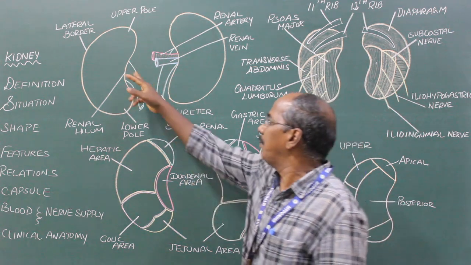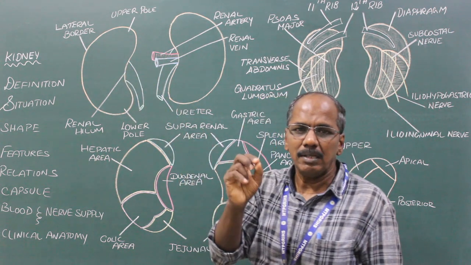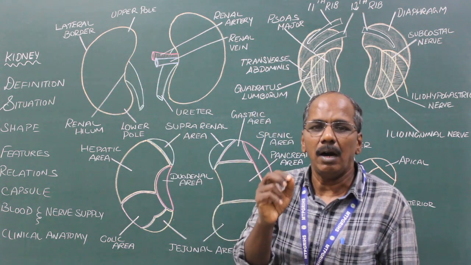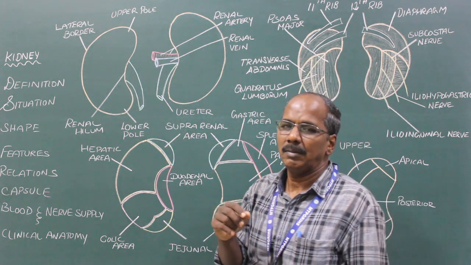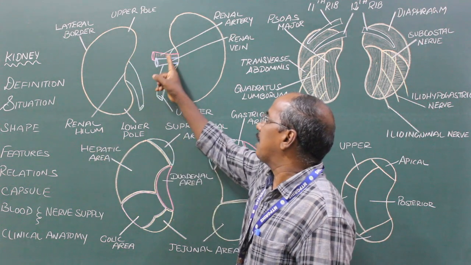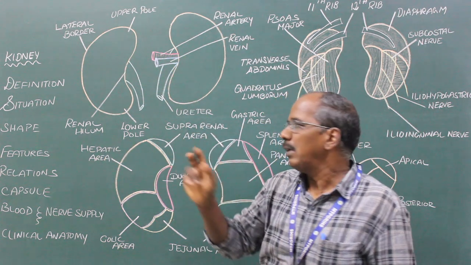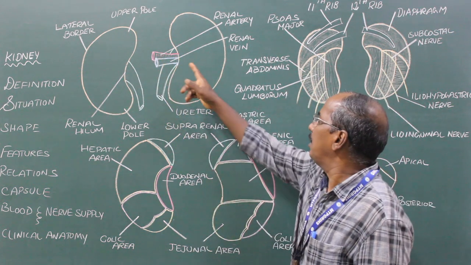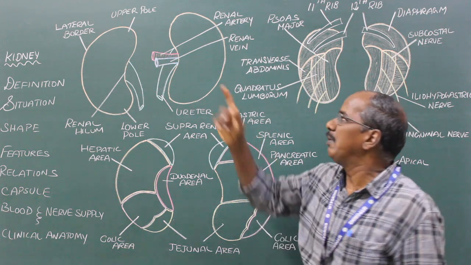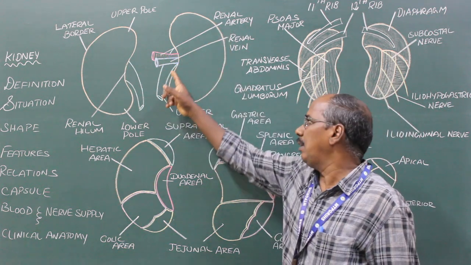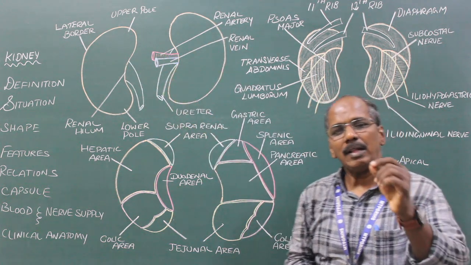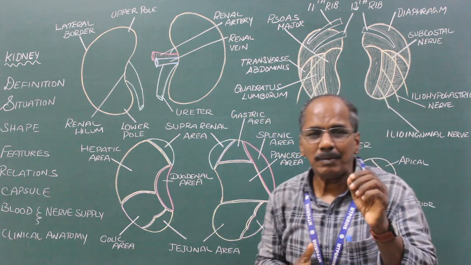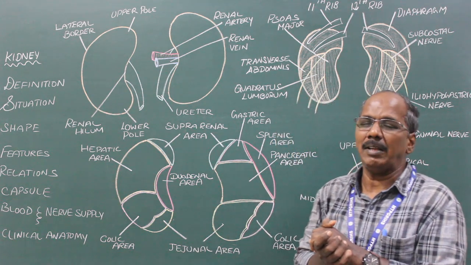On the middle of the medial border, there is a slit, that is an opening, known as the hilum of kidney or renal hilum. The structures present at the renal hilum are, from before backwards, number 1, renal vein, number 2, renal artery, number 3, ureter. The other structures present at the hilum of kidney are sympathetic plexus surrounding the renal artery and lymphatics.